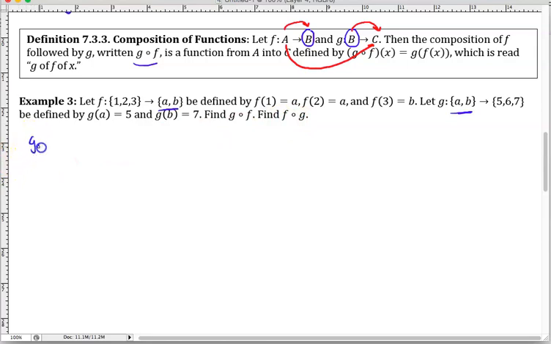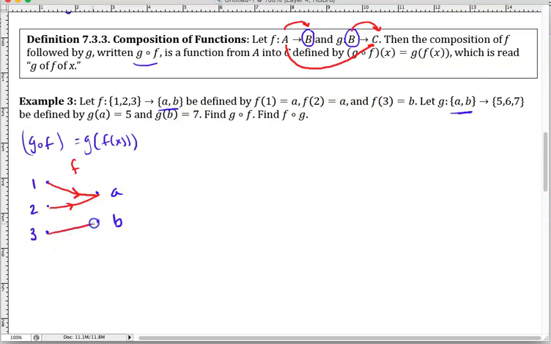Okay, so g of f. This composition means g of f of x. So it means that you start with applying the f function first. So you're going to get the domain of the f function, 1, 2, 3, mapped into a, b. And so if I apply the f function here, f of 1 goes to a, f of 2 goes to a, and f of 3 goes to b. Okay, so that's the action of the f function. Now the g function starts at a and b, so they can start with the same outputs and go to numbers 5, 6, 7.